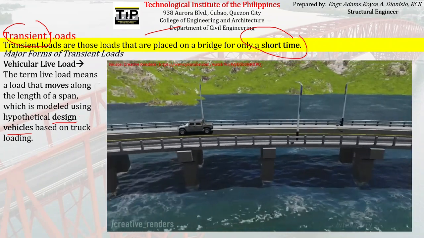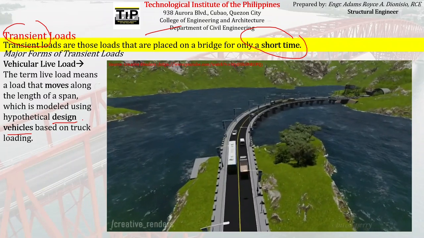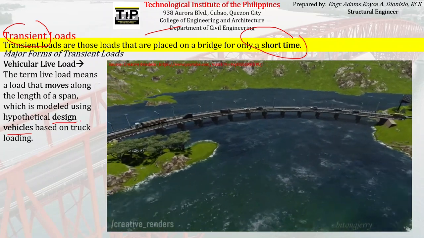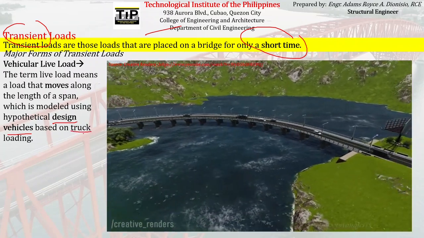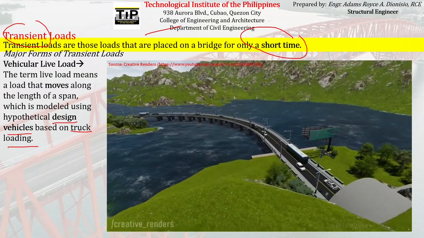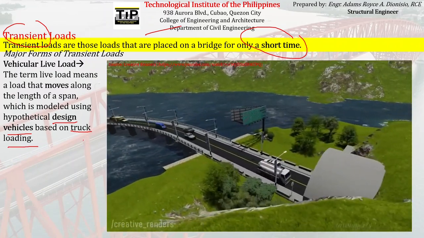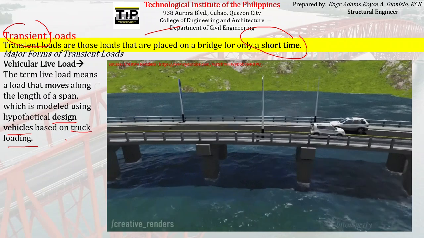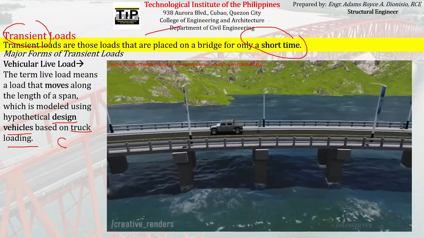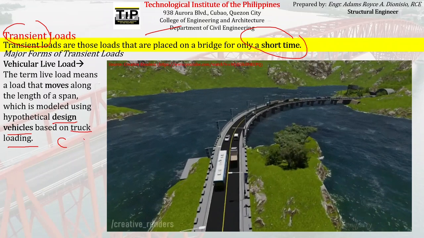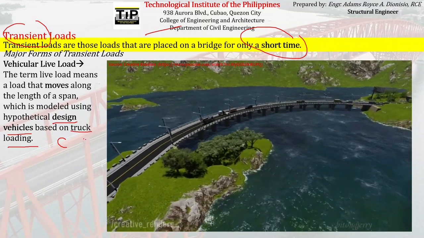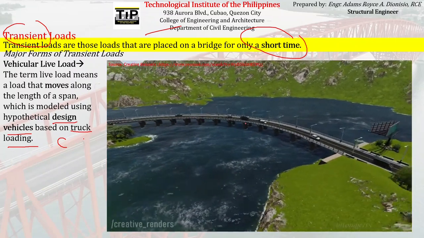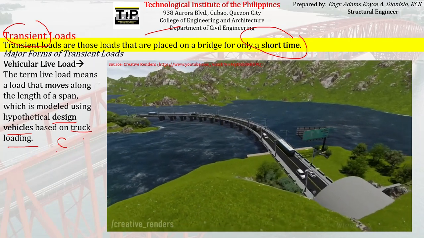Okay? Design vehicles. For the case of bridge design, usually yung design vehicles natin is usually based on truck loading. Pero when we say design vehicles, guys, ito yung mga vehicles that represent a particular class of vehicles. Kunyari, meron tayong design vehicles for cars or for private cars. So meron siyang particular dimension, yung design vehicle na to, with a particular weight, that can represent all of the cars na dumadaan dito sa particular bridge that we design. Okay, that is an example of design vehicle.